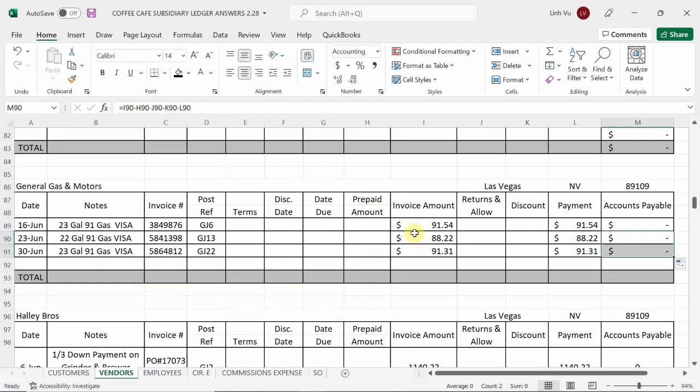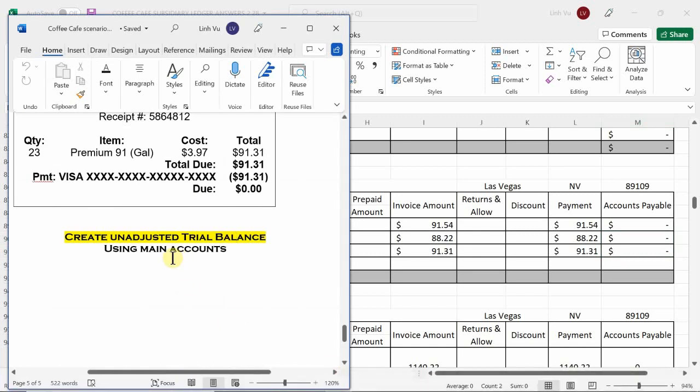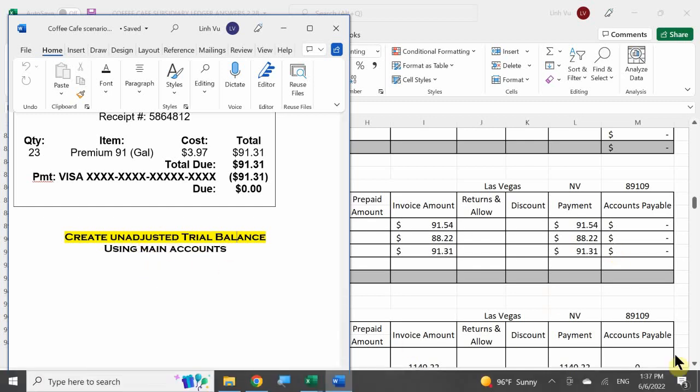So all we have to do now is the unadjusted trial balance, but this time I'm going to show you how to do it by creating the trial balance using main accounts. And that will be next.